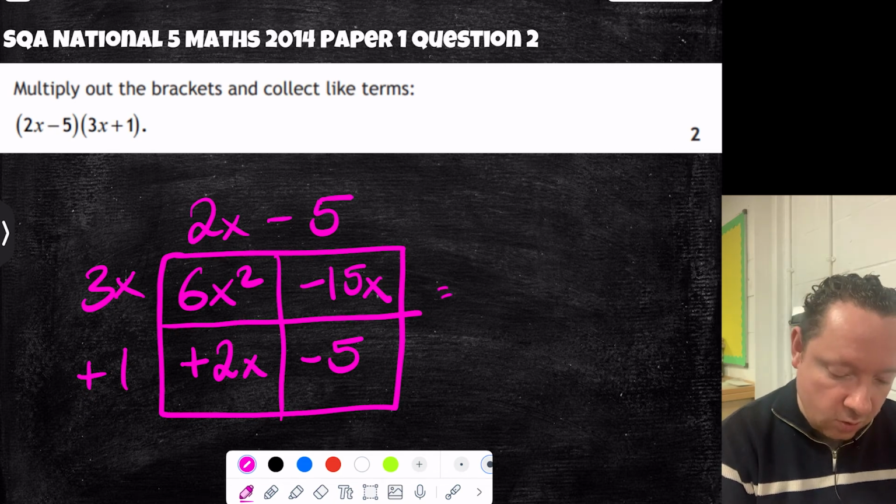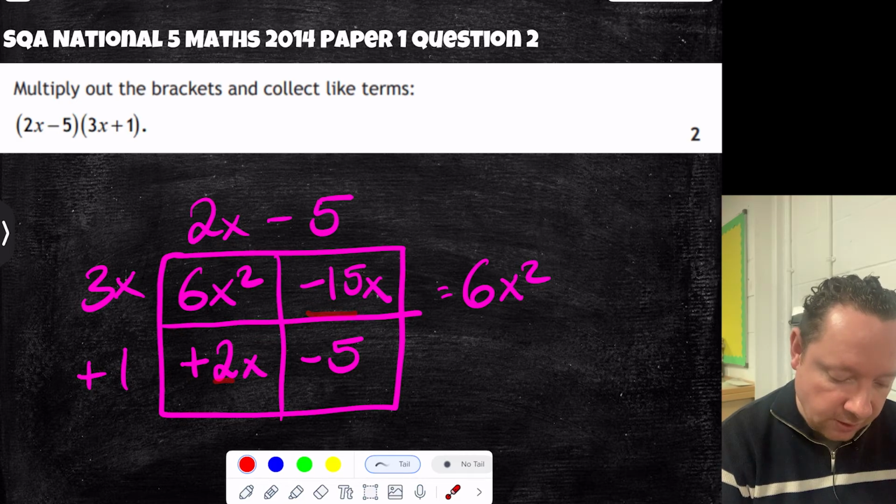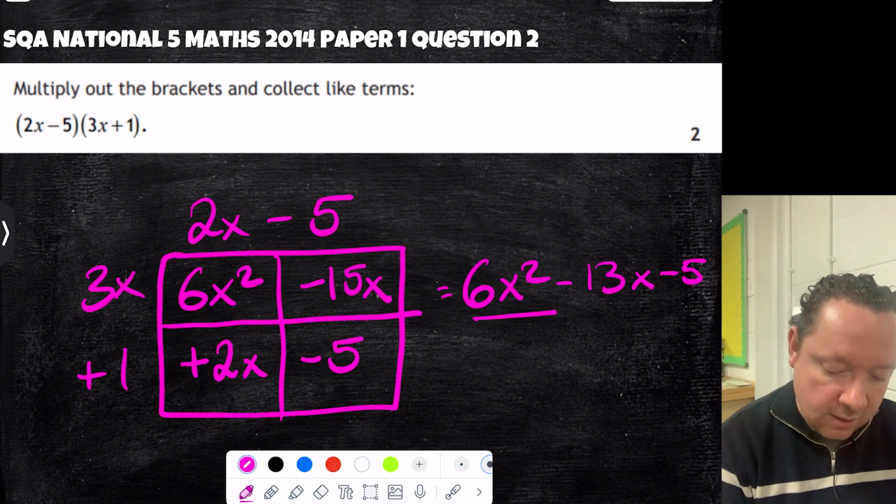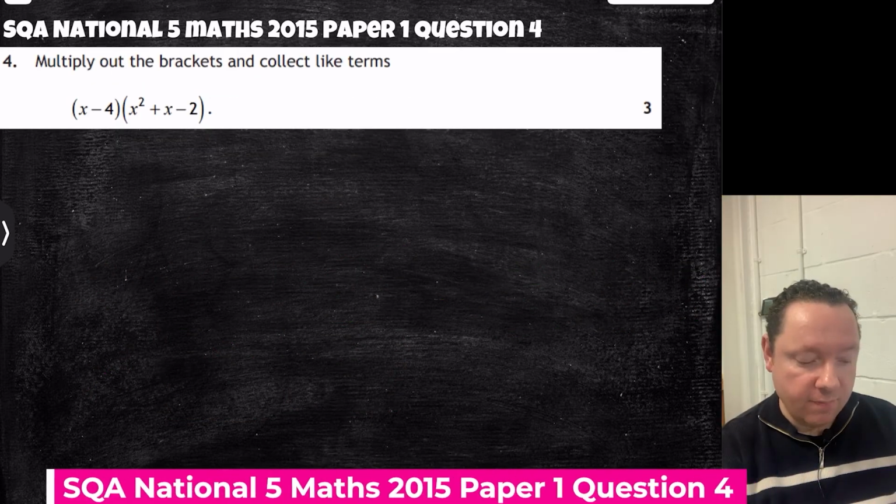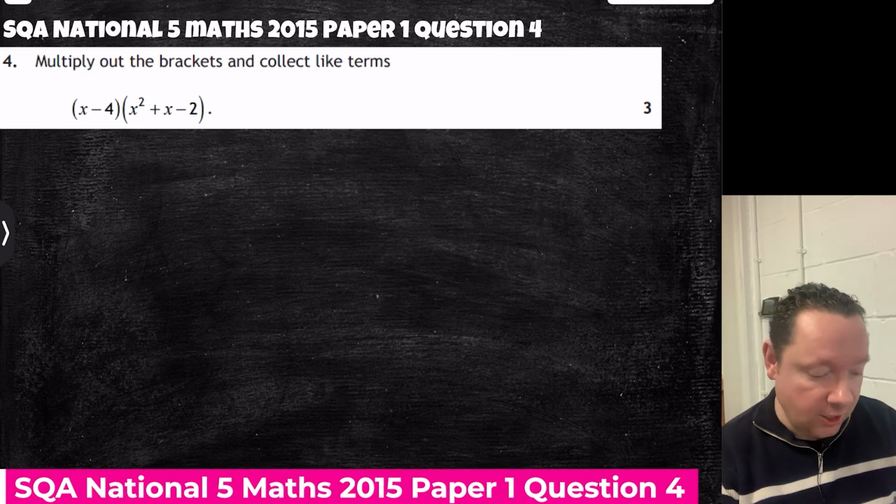So outside the box, you've got 6x squared. These two go together, so being careful, minus 15 plus 2 is minus 13x, and then minus 5 on the end. And we're done there. National 5 Maths 2015, paper 1, question 4 on expanding brackets.